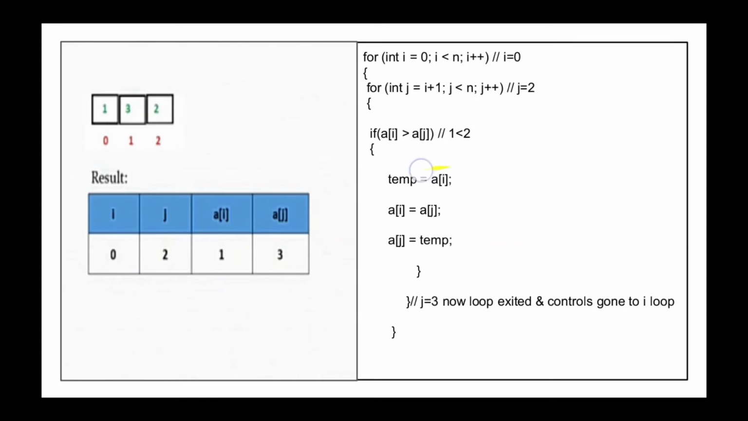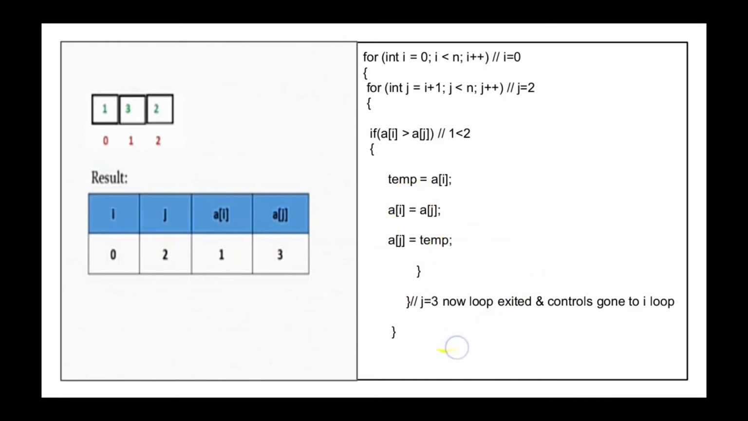Then go to the next condition, the if condition, and check whether a of i is greater than a of j. The a of i value is at the 0th location, element 1, and a of j is at the second location, element 2. So 1 is less than 2, and 1 is greater than 2 is false. The condition here is false.